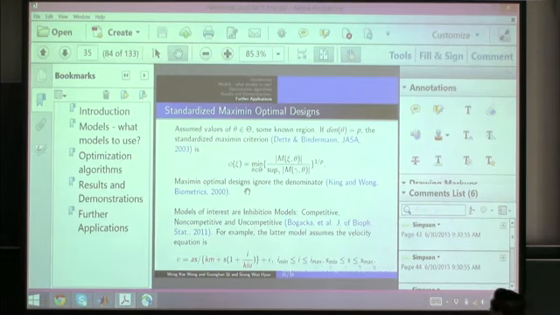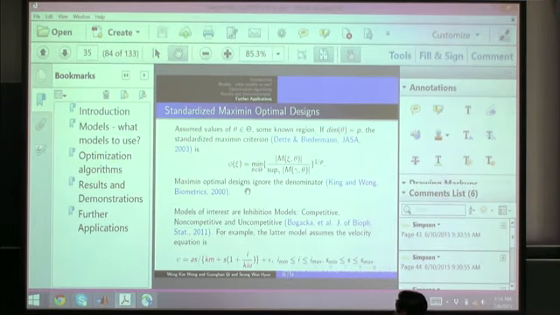So here's one application to Barber's work with Atkinson on inhibition models. So there are many types of inhibition models. Here's just one of them, uncompetitive. So these are the parameters, 3 parameters. And the design space is what you see there. So these things are known. And you want to find the maximin optimal design there, or the standardized maximin.